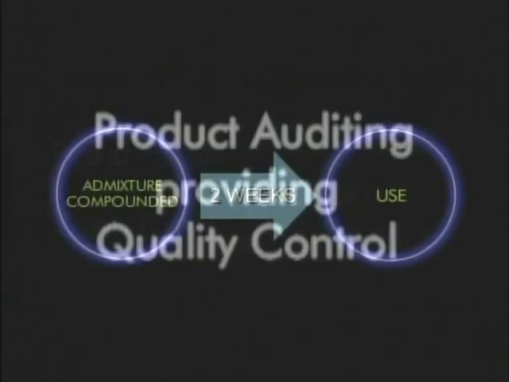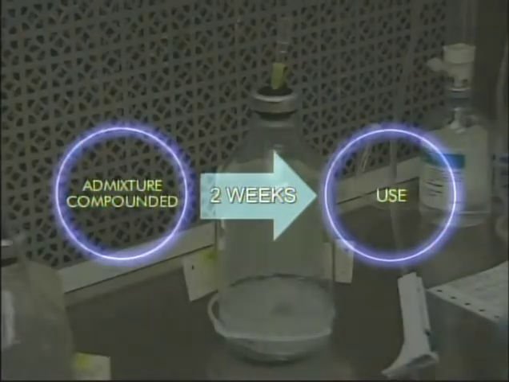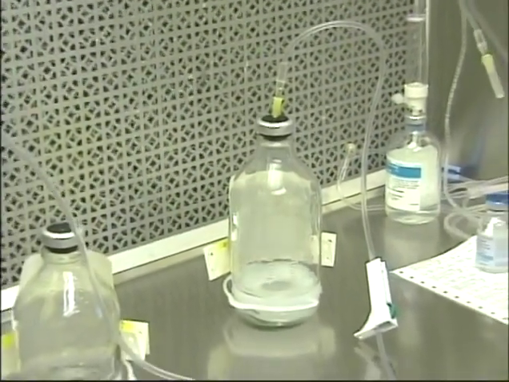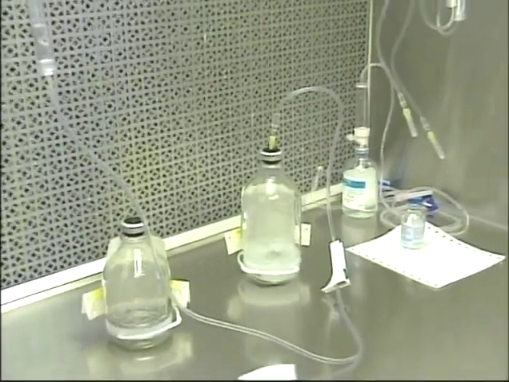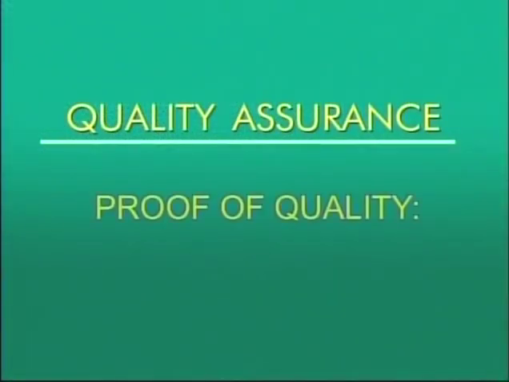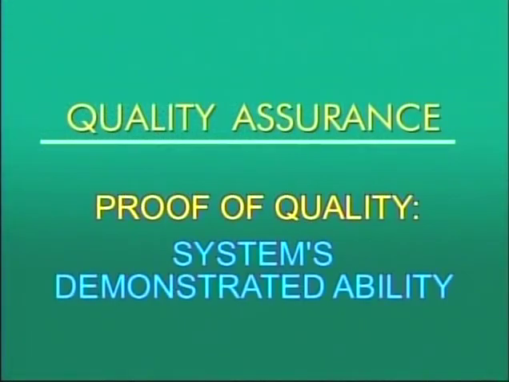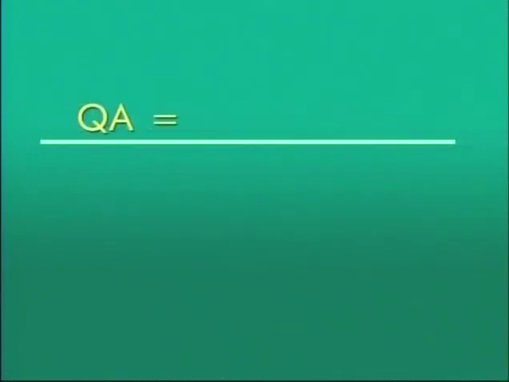IV solutions produced would require up to a 2-week quarantine to prove compliance through actual testing of the product. The immediate demand for IV medications to be used within hours or even minutes of compounding precludes such a lengthy quarantine. The quality assurance approach to product release is indirect. It begins with the proof of the production system's ability to consistently produce good products that meet specifications. This is known as validation.